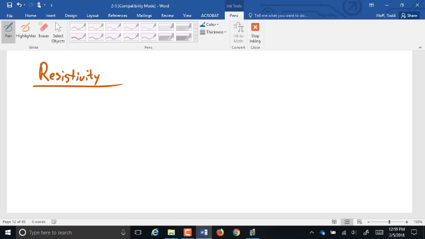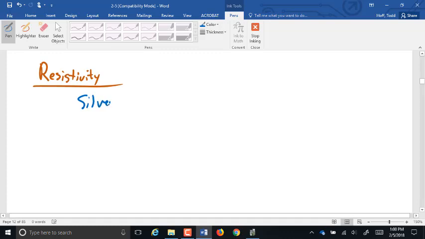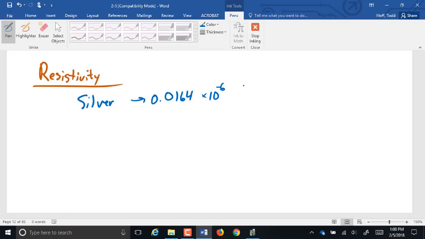But you can see silver as a metal has an incredible resistivity of 0.0164 times 10 to the negative 6. It's a very low resistivity. Why don't we use silver for wiring and stuff like that? Pure silver corrodes extremely rapidly. So any connections and stuff would be corroded. It would not work well.